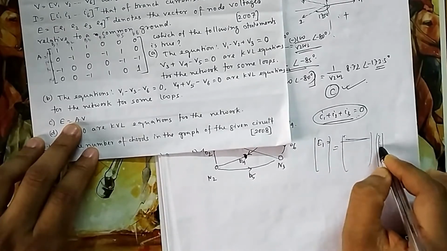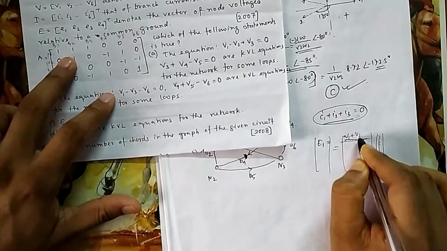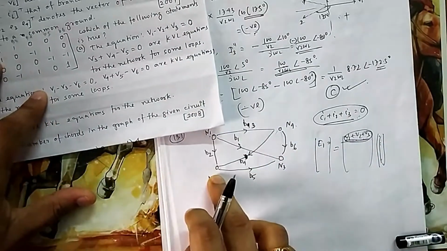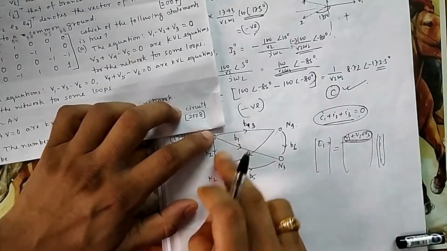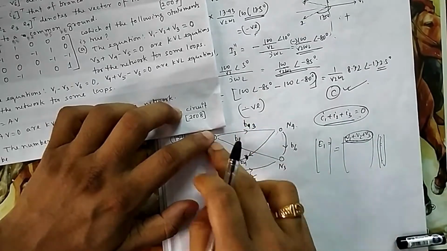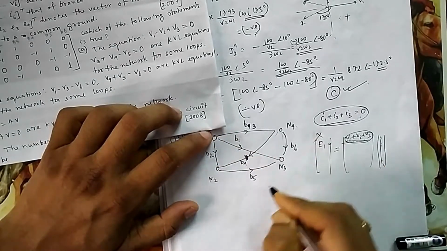So this is V1, V2, V3 and this is 1, 1, 1, 0, 0. So it will be V1 plus V2 plus V3. This is E1. Does it satisfy? What is E1? E1 is the voltage of this node. So the voltage of this node is V2 plus V3? Is it something of this fashion? No, there is no such type of node voltage. Node voltage is not this one. So this is not correct.